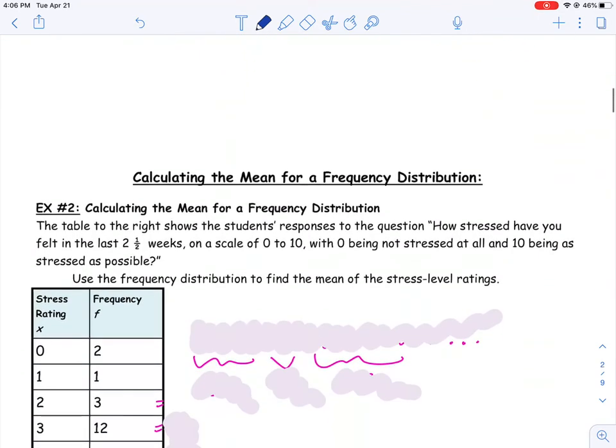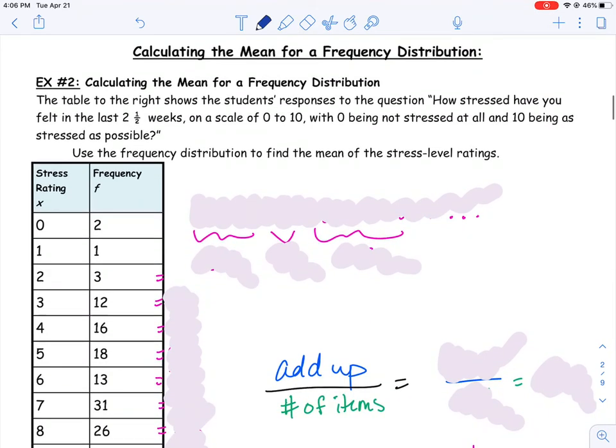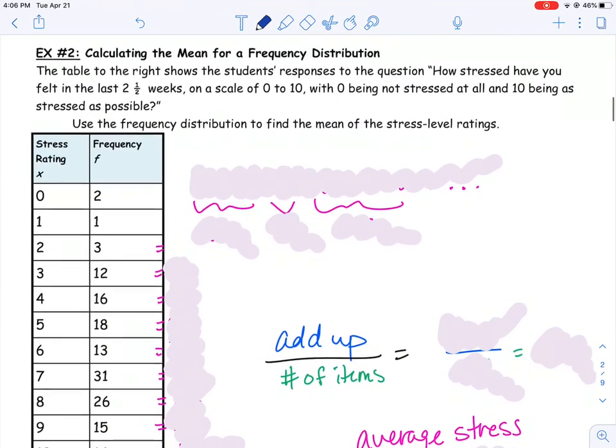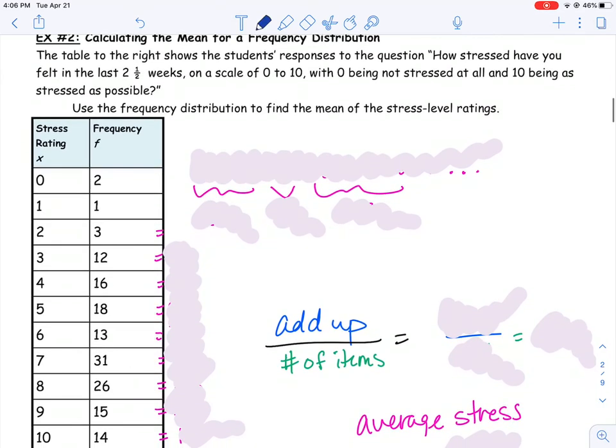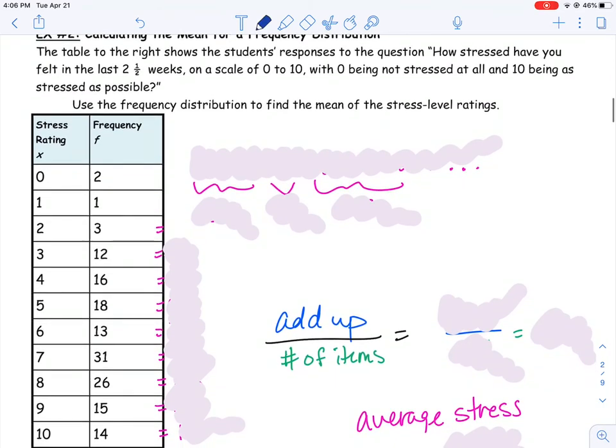Okay? All right, we're going to do another example in this video, example number 2, where we're going to get a little more complicated. Instead of just giving you a set of data and asking you to calculate the mean or the average, I'm going to give you a frequency distribution, kind of like we did in the first section of this chapter. What if I gave you this frequency distribution table, and it says here the table at the right shows the students' responses to the question, how stressed have you felt in the last 2.5 weeks on a scale from 0 to 10?